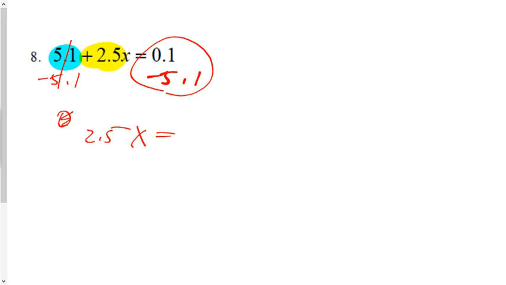You have a dime, you owe $5.10, you pay off a little bit of your debt with the dime, you still owe $5. Divide both sides by the coefficient, and x will equal negative 2.